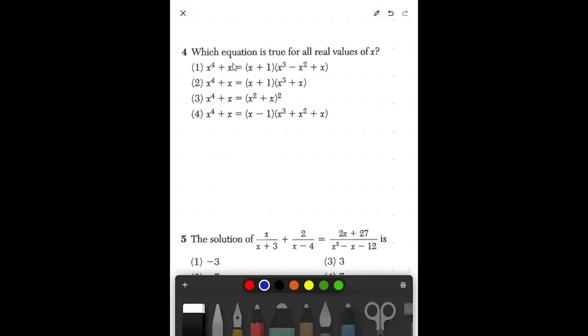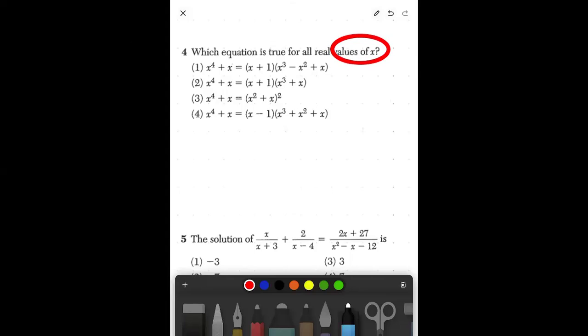I'm going to do question number 4 from the August 2024 Algebra 2 exam. The question basically says, which equation is true for all real values of x? And all this really means, because this is important, is that no matter what x value you put in, the equation is always going to be true.